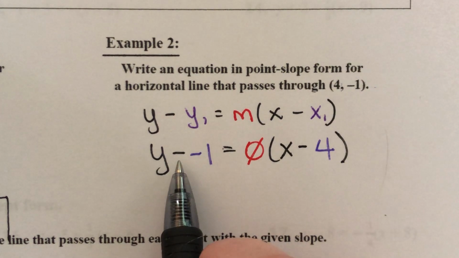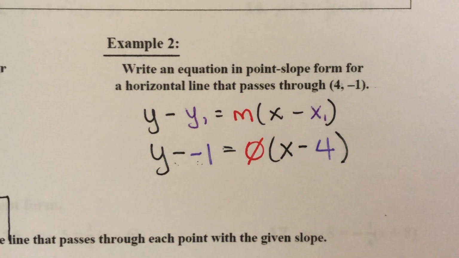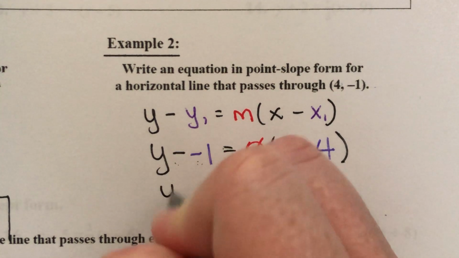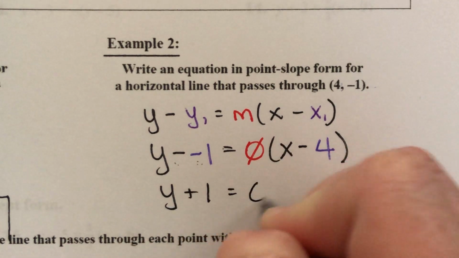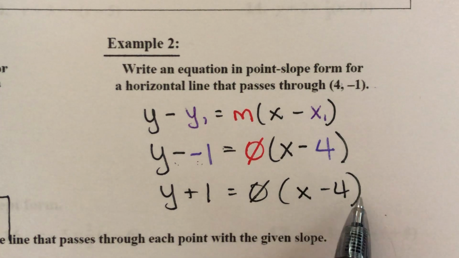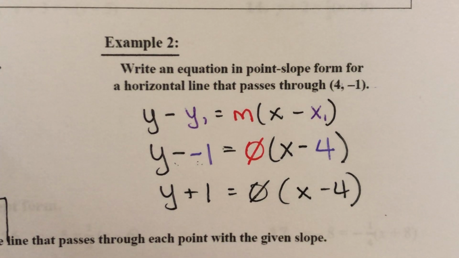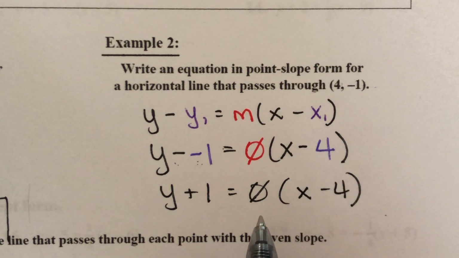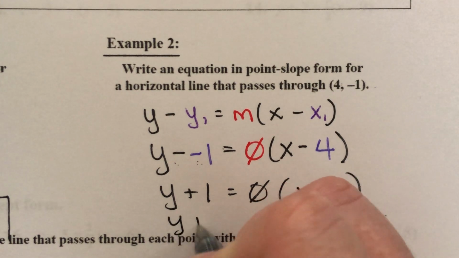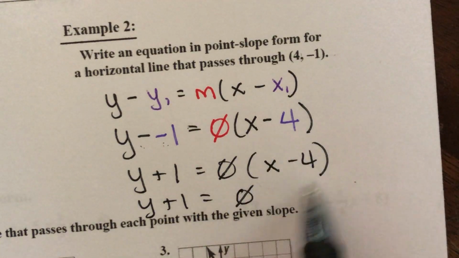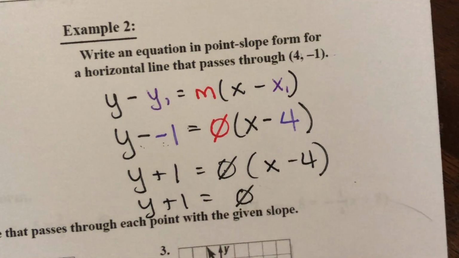Okay, and like I said, when you have a double negative here, you would have to simplify that, right? So you'd actually have y plus 1 equals 0 times x minus 4. Now, technically, this is point slope form, right? If we went ahead and simplified it once more, and we put y plus 1 equals 0, because it doesn't even matter what this is, because 0 times anything is just 0.